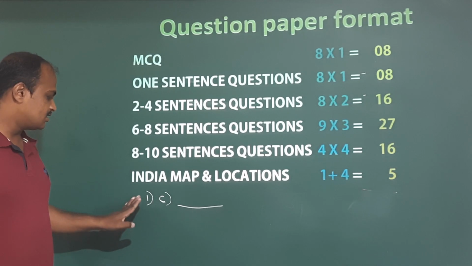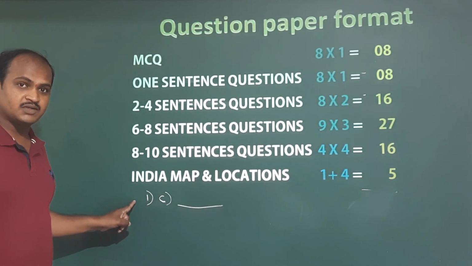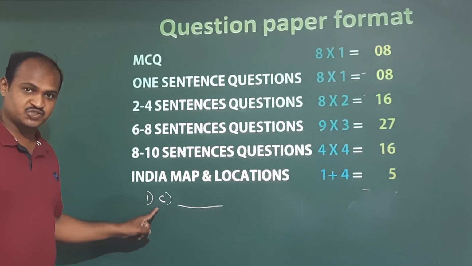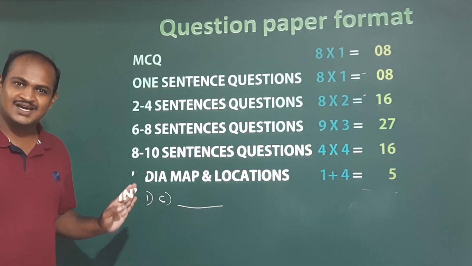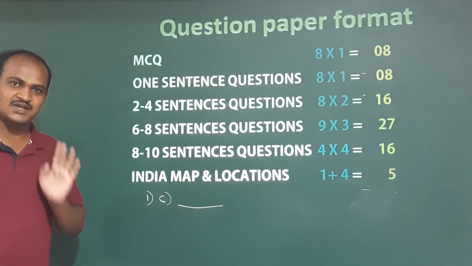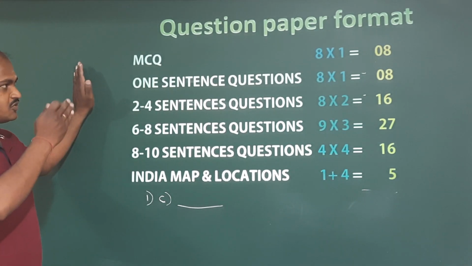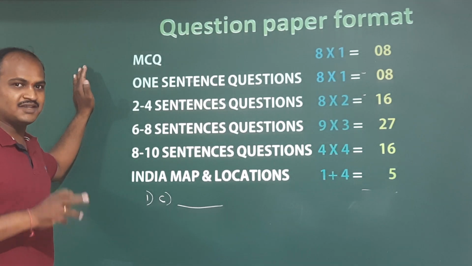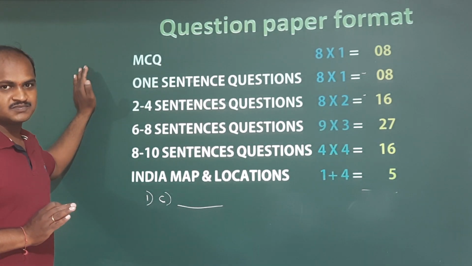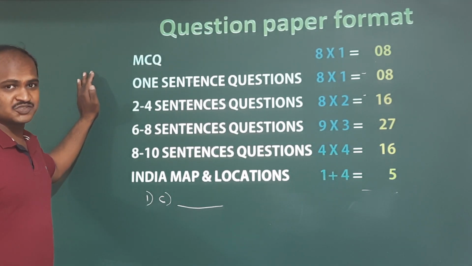Write the correct question number and its correct option, whichever you know, along with the answer. Then only you will get the marks. This is MCQ. In total, 8 questions will be asked, and each question carries 1 mark. Next is the one sentence question.